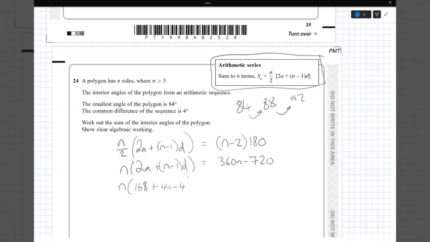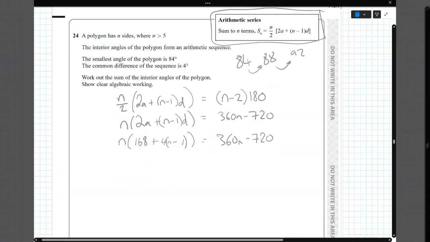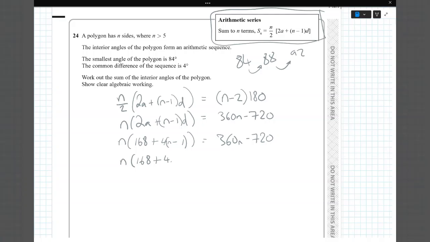So that would have been in a bracket. In fact, let me show you it in the bracket. Let's not skip a stage. So 4 is our difference, and that's equal to 360n take away 720. Okay, I'm just going to tidy up inside the bracket. So 168 plus 4n take away 4 is equal to 360n take 720. I haven't done a lot on the right hand side yet.